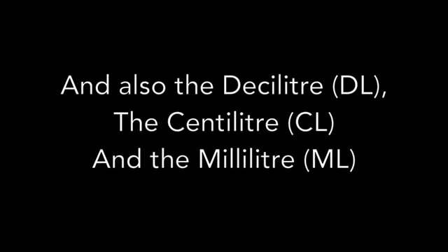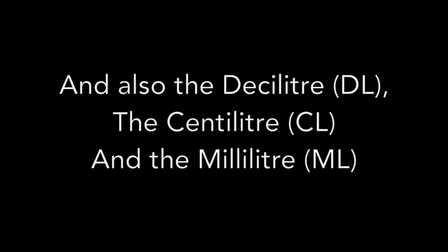The kiloliter is 1,000 liters, the hectoliter is 100 liters, and the dekaliter is 10 liters. And lastly, there are also the deciliter, the centiliter, and the milliliter. A deciliter is 0.1 liters, a centiliter is 0.01 liters, and a milliliter is 0.001 liters.